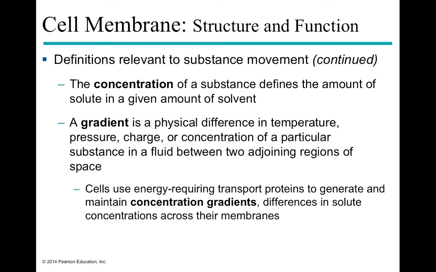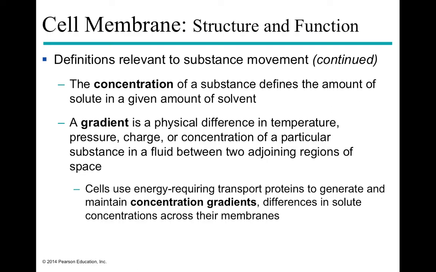Now, a gradient can be from any physical difference: temperature, pressure, charge, or concentration. So gradient simply means that there's a difference between two different solutions. And so, for example, if it's warm on one side of the house and cold on the other side of the house because you have the AC running, then you have a temperature gradient throughout the house. And probably somewhere in the middle of the house, you have a medium temperature, right?